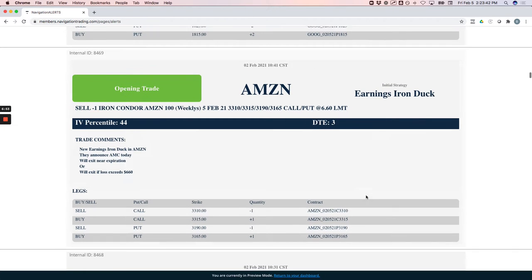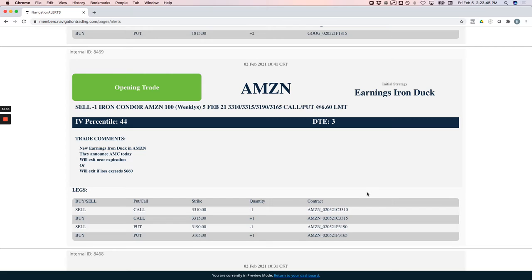Amazon opening trade. This was an earnings iron duck. We opened this right before earnings. Had a max profit potential of 660 or a beak profit of 160.